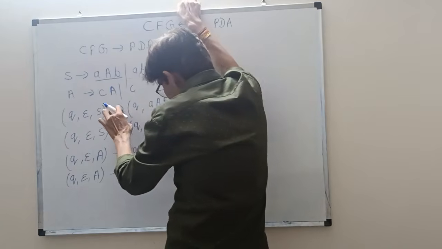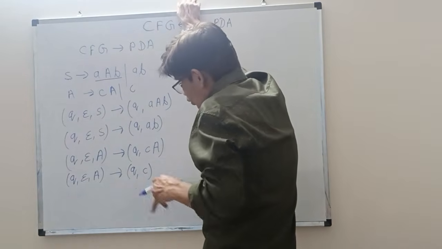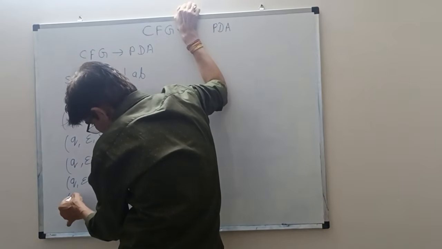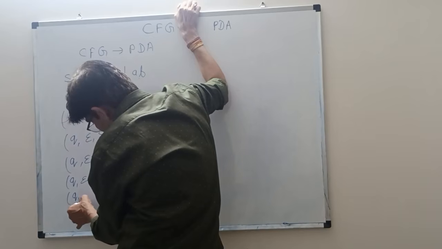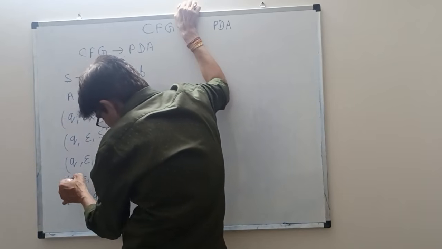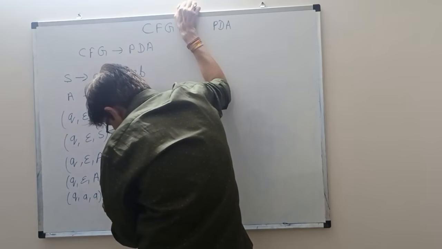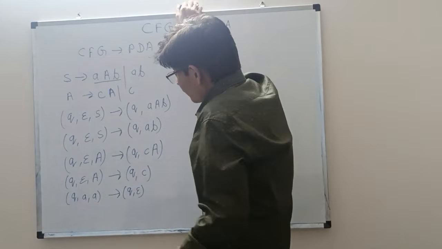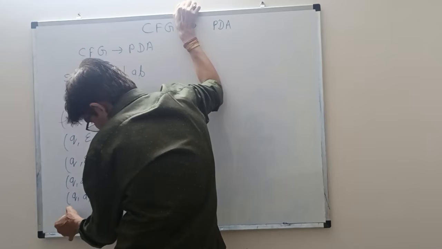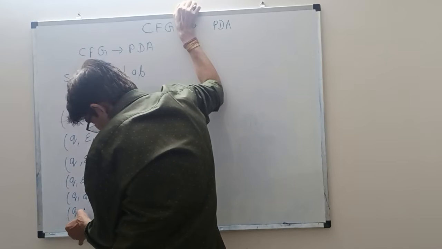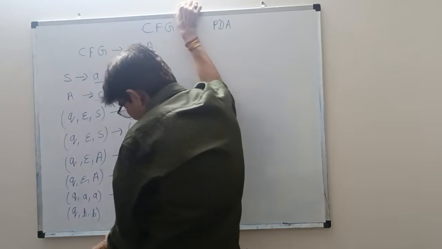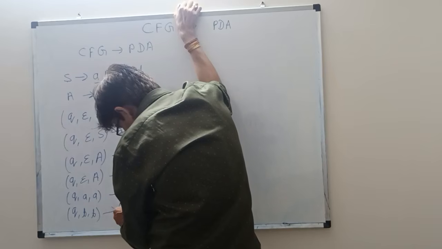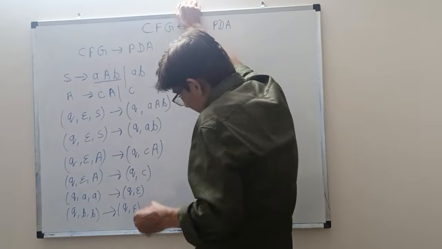But is this PDA complete? No, it is not. For all of the terminals, we need to add rules like this. I'm in Q, I'm reading A, and the stack top is A. So I can stay in Q and pop one element from the stack. For all terminals, we need to make this transition. I'm in Q, I'm reading B, and the stack top is B again. So I will stay in Q and pop one element from the stack. Now one more terminal is there.